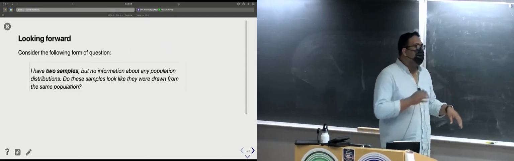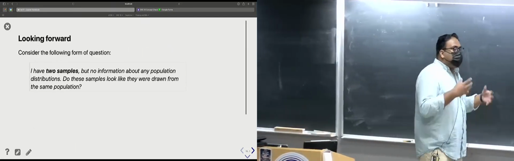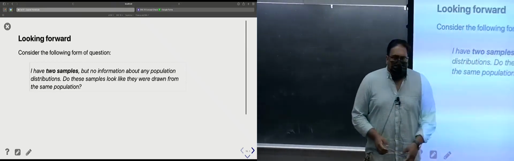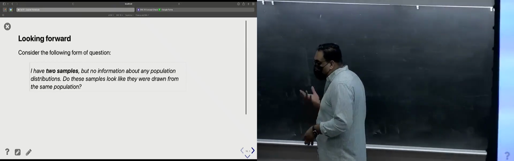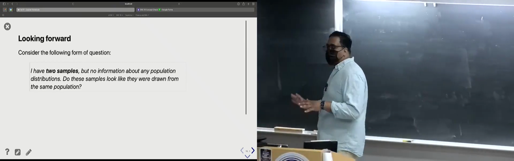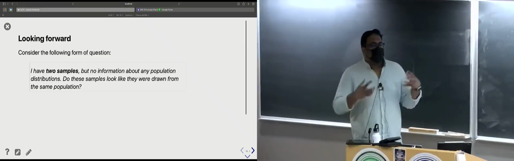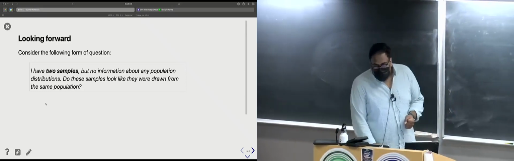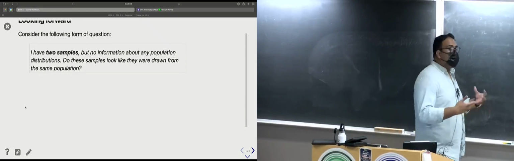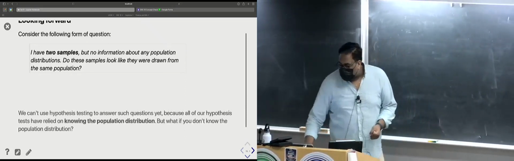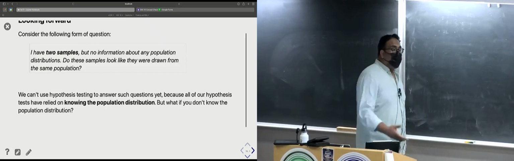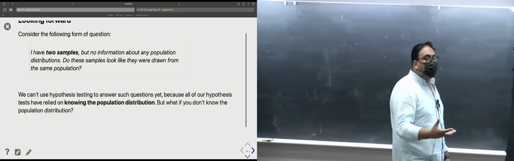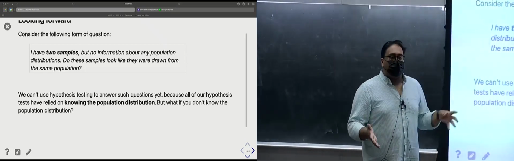So we can do that now. But there's another class of questions that our current tools can't really answer. Here's the setup. Let's suppose we have 2 samples, but no information about any population distribution. All I have are 2 samples. And the question I want to ask is, do these samples look like they were drawn from the same population? Right? Our current tooling can't answer that because all of our hypothesis tests so far required us to sample from the population distribution that we already knew about.